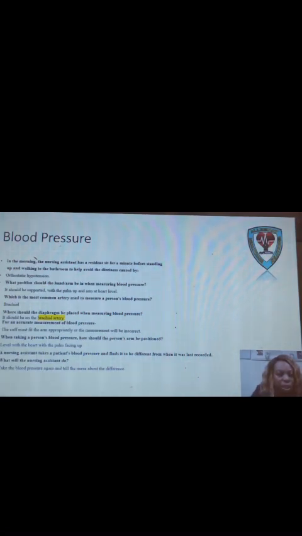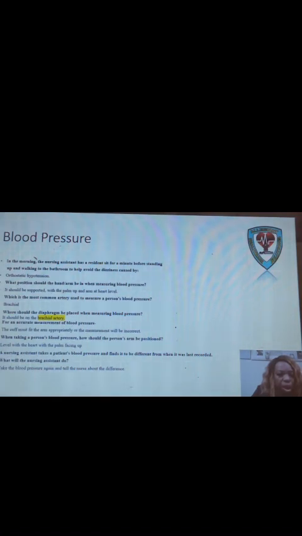In the morning, the nursing assistant has a resident sit for a minute before standing and walking to the bathroom. This is going to help them with their orthostatic hypotension. When you are measuring the blood pressure, the resident's arm should be supported on their leg with the palm up, at heart level.